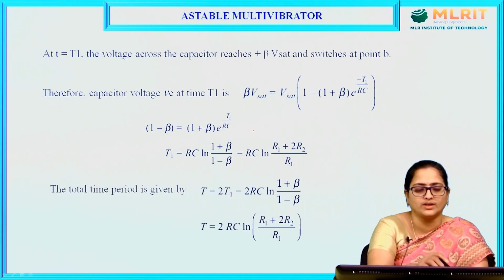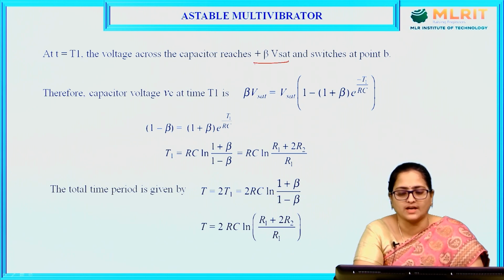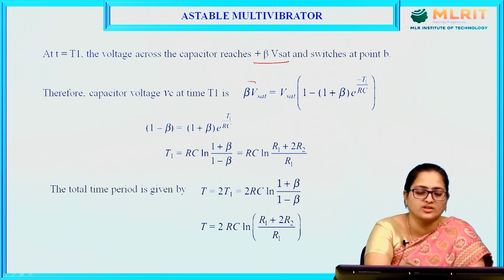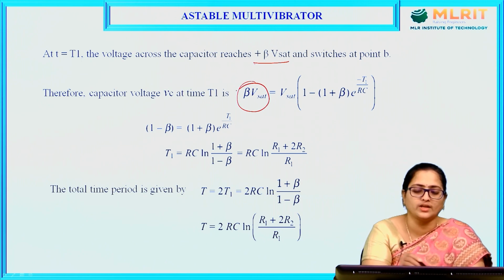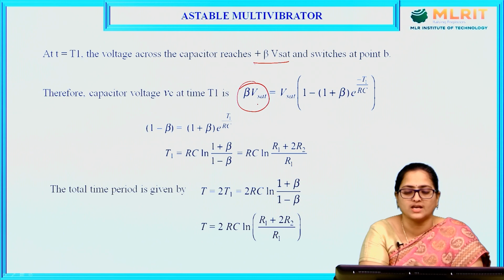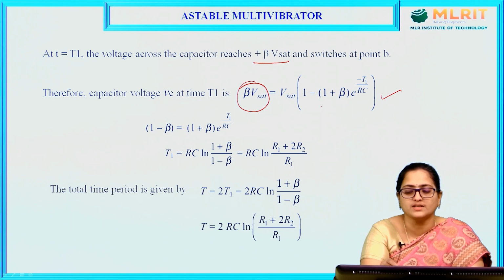At time t1, the voltage of the capacitor reaches plus beta Vsat. So, by substituting the voltage across the capacitor as beta Vsat, you can write the equation as beta Vsat equals Vsat (1 minus (1 plus beta) e power minus t1 by RC).